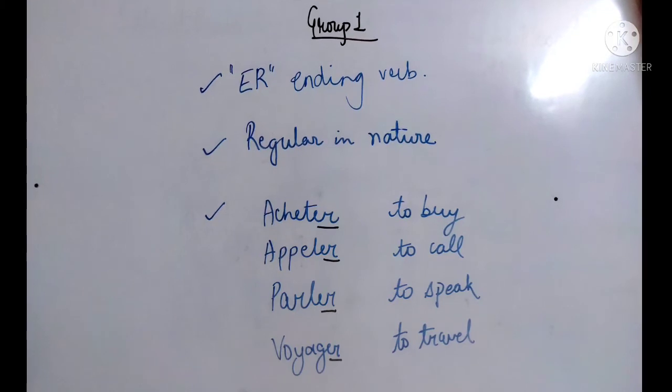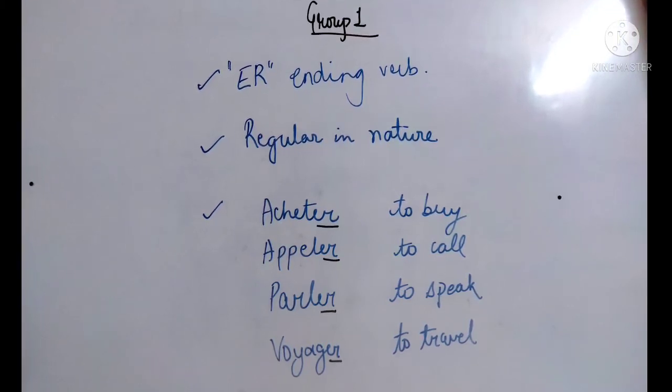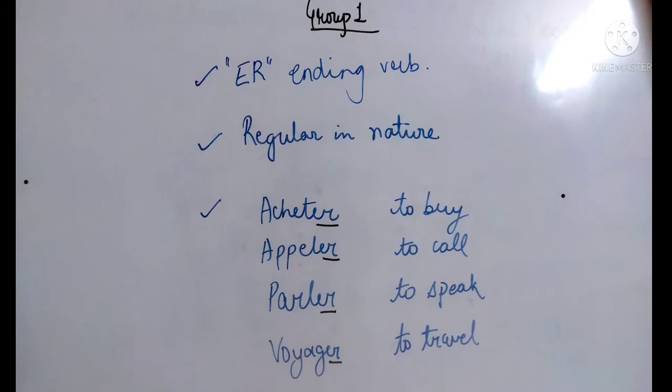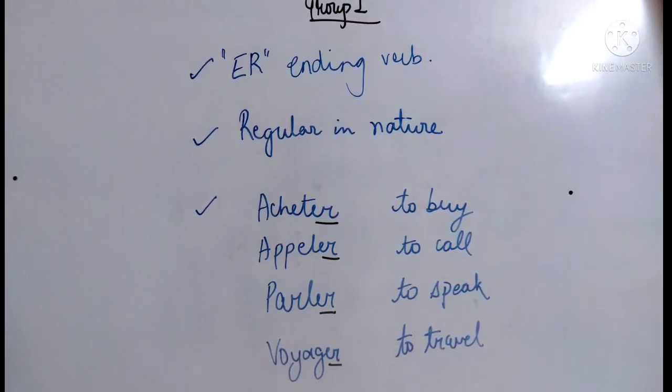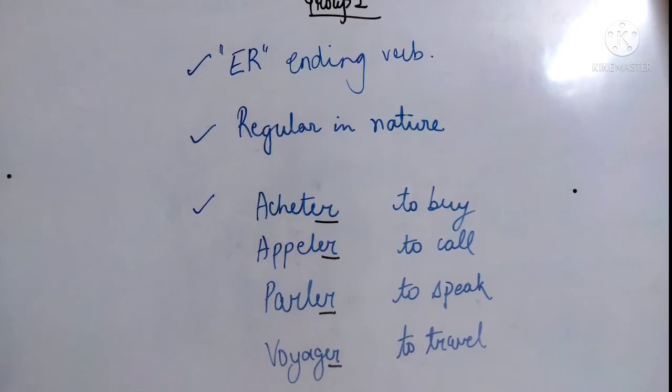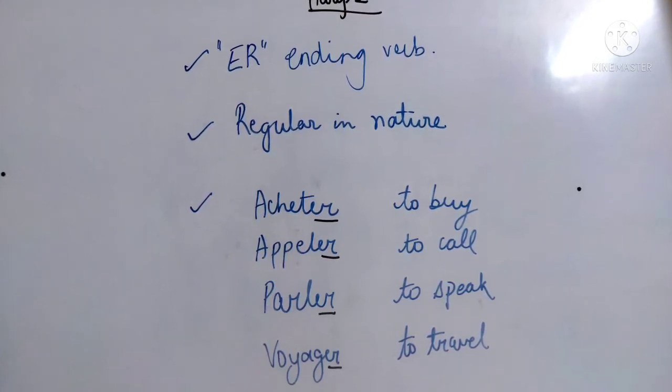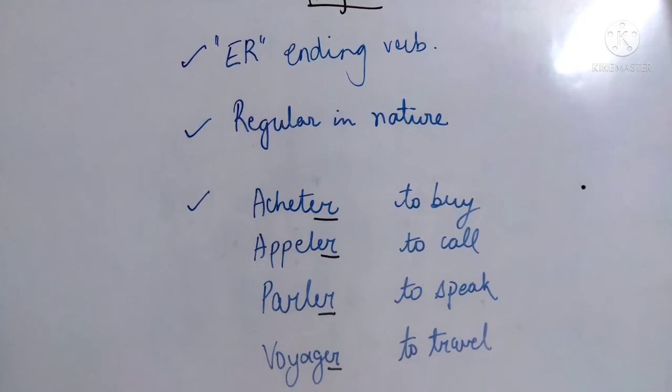So these verbs are very regular in nature. Regular means that all the verbs which are ending with er follow similar patterns. The examples are acheter, which is to buy, appeler, to call, parler, to speak, voyager, to travel.